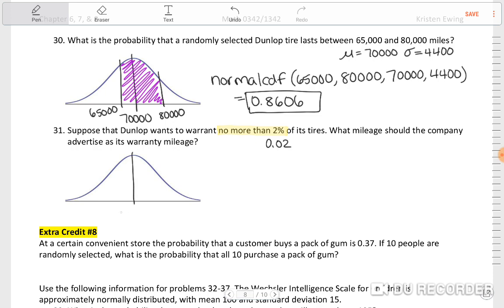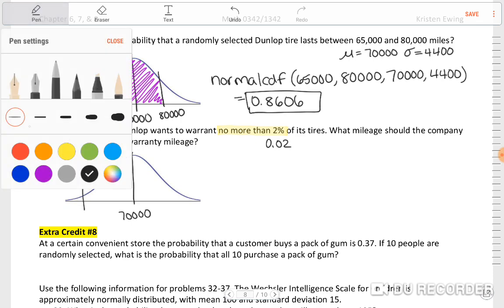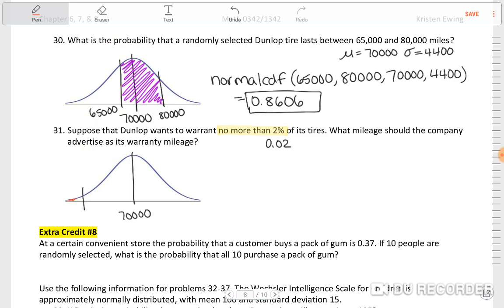So right here in the middle, this is the average. Okay, so they want 2% or less of their tires. Okay, so over here, that means this really small amount here. They want this value to be their 0.02. That's their 2% or less. And we want to know, what is this x value here?